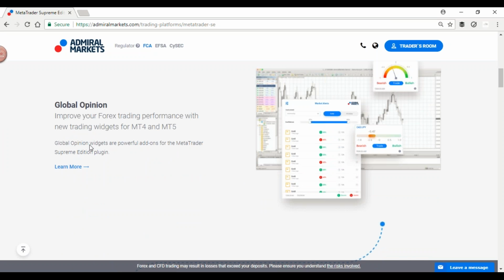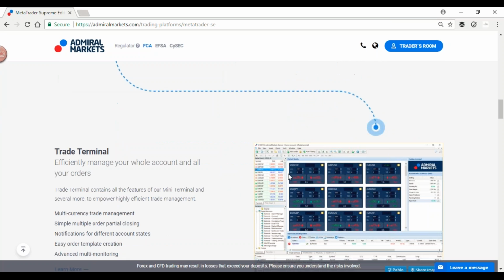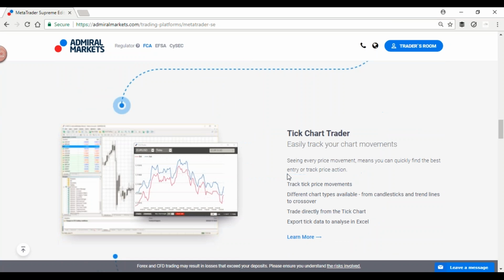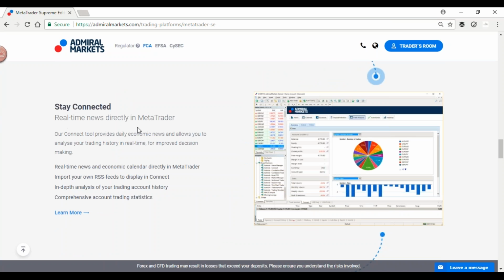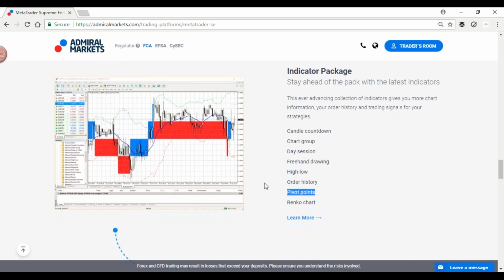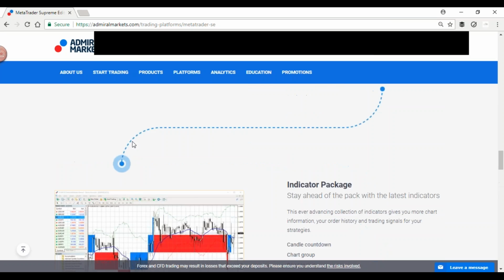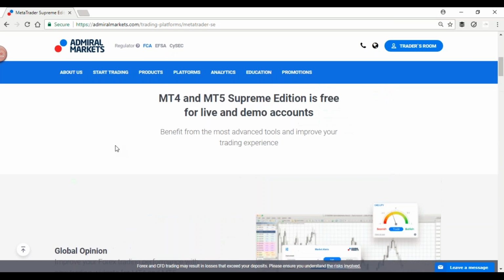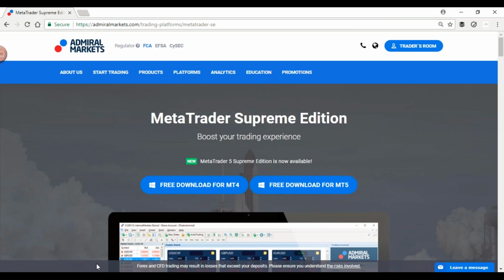And here, if you scroll down, if you're curious about some of them, you can do that. Just scroll down and you see some of them: Global Opinion, Mini Terminal, Trade Terminal, Tick Chart Trader, Real-Time News. Indicators I already mentioned. Here's the pivot point. And many, many more, right? Trading Simulator, etc. I don't want to bore you, so I'll stop at that. But you see a lot of extra features. So just go to Platforms, MetaTrader Supreme Edition.